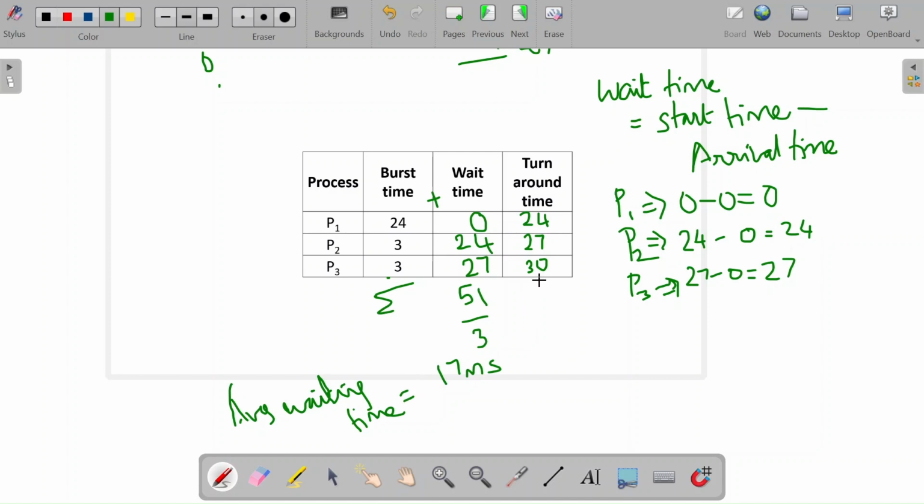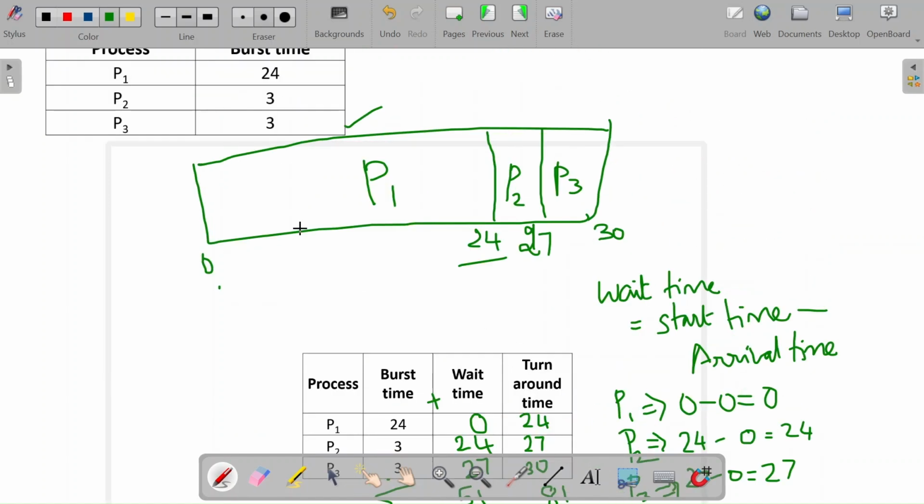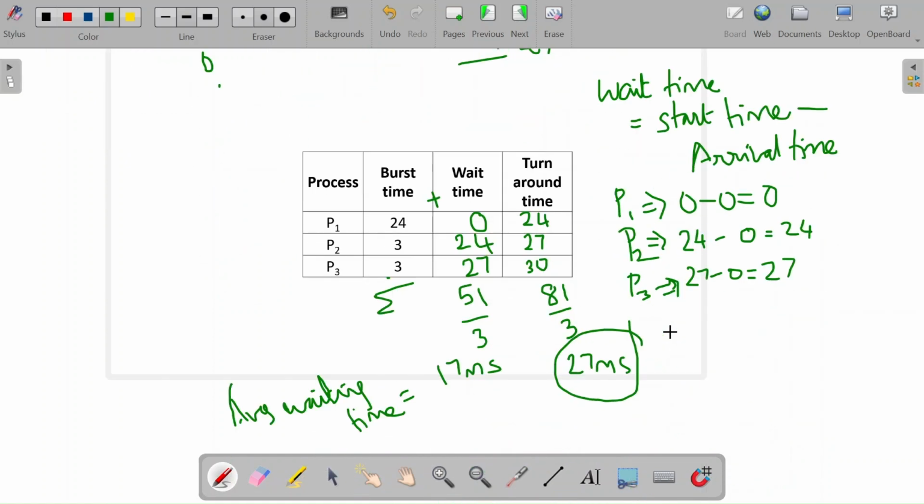Similarly, when you take the turnaround time, I have 24, 27 and 30. When you add it up, 24 plus 27 is 51, 51 plus 30 is 81. 81 divided by 3, I will get 27 milliseconds. So the average turnaround time is 27 milliseconds. This is how we will analyze the performance of each algorithm: I will calculate the average wait time and the average turnaround time. Now, what happened? A long process first occupies the CPU and it increases the wait time for all the processes.